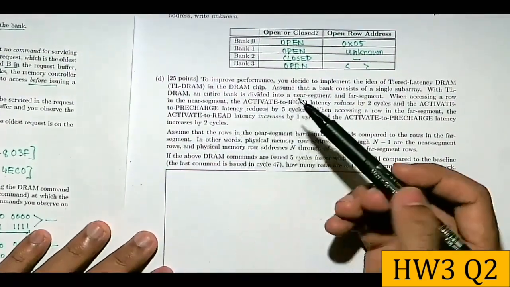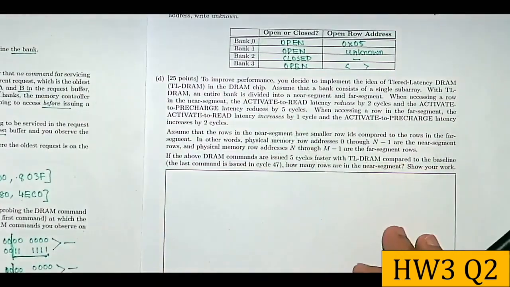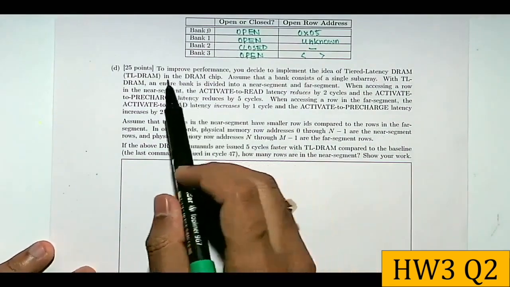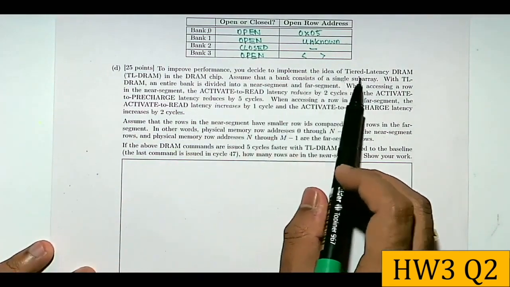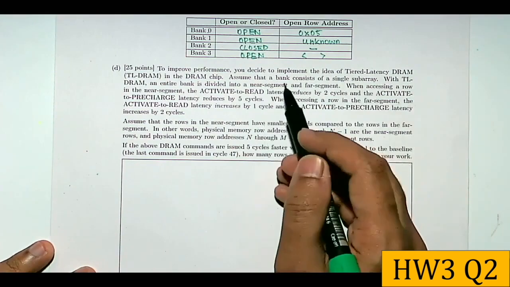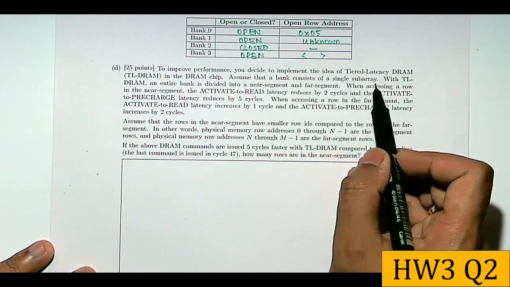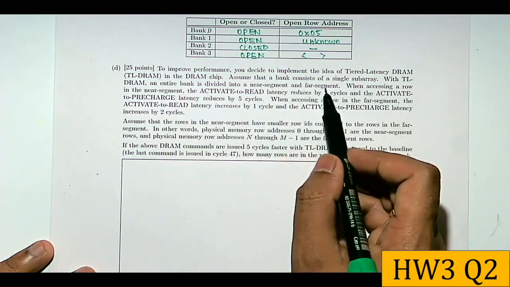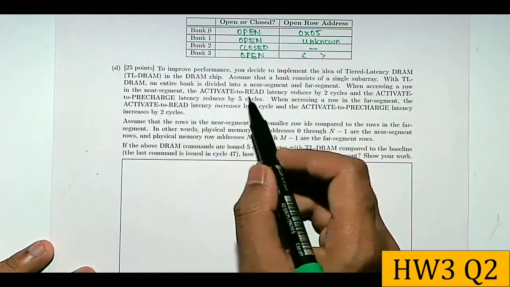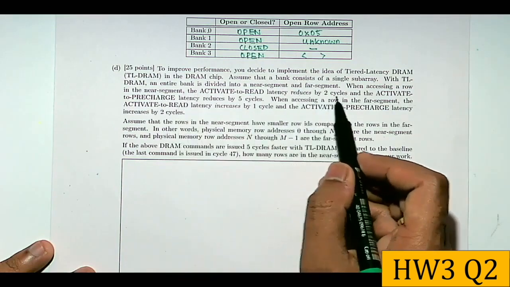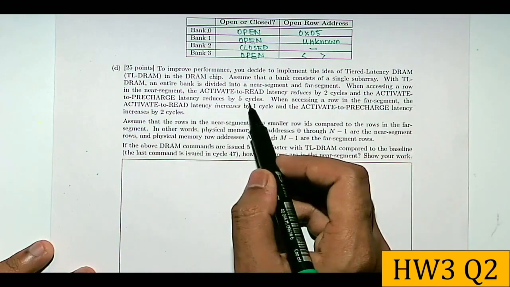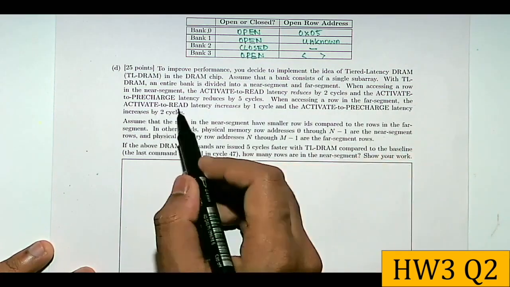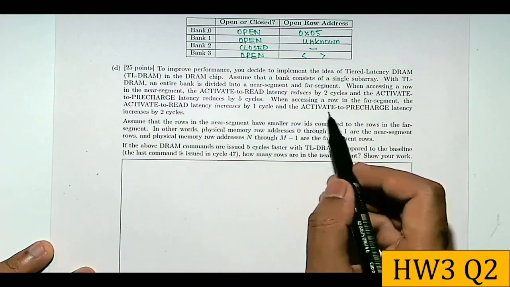So, this question basically talks about the TLDRAM architecture. You probably have gone through the TLDRAM architecture, right? So it basically says that to improve the performance, you decide to implement the tiered latency DRAM. Now, assume that the bank consists of a single subarray. With TLDRAM, an entire bank is divided into a near segment and the fast segment. When accessing a row in the near segment, the activate to read latency reduces by 2 cycles, and the activate to pre-charge latency reduces by 5 cycles. Whereas when you're accessing the fast segment, activate to read latency increases by 1, and activate to pre-charge latency increases by 2.